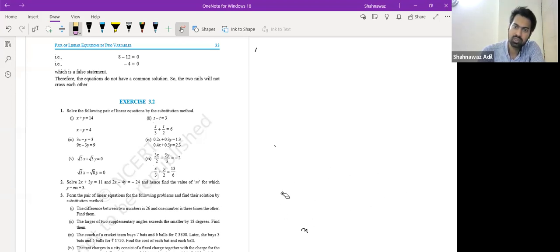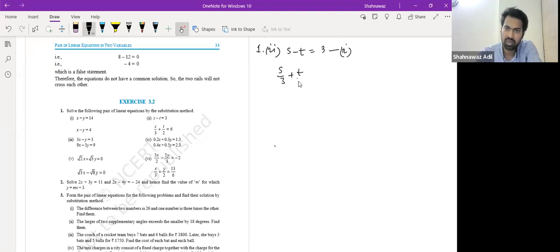So let us do this part two question. Okay, Amira, you tell me. S minus T is 3, right? So this is the first equation. And in the second equation, this is the fractional term. So first we'll solve this equation and then we'll write. S by 3 plus T by 2 is 6. So what would be the LCM of 3 and 2, Amira? 6. So this is 3 into 2, so 2S plus 3T equals 6. So this is 2S plus 3T equals 36. So this is our second equation.